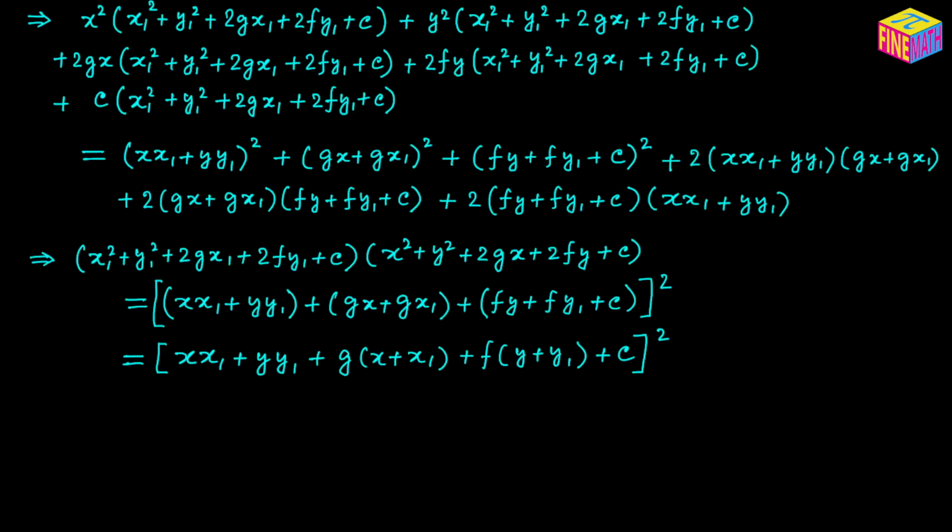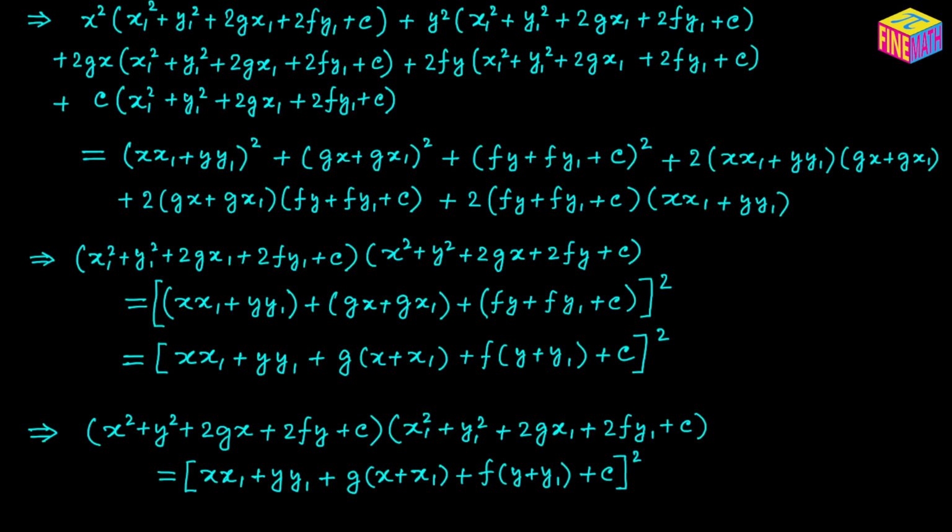So finally, we can rearrange the 2 factors on the left hand side like this, and we can write the equation in the final form. So this is the joint equation of the 2 tangent lines.